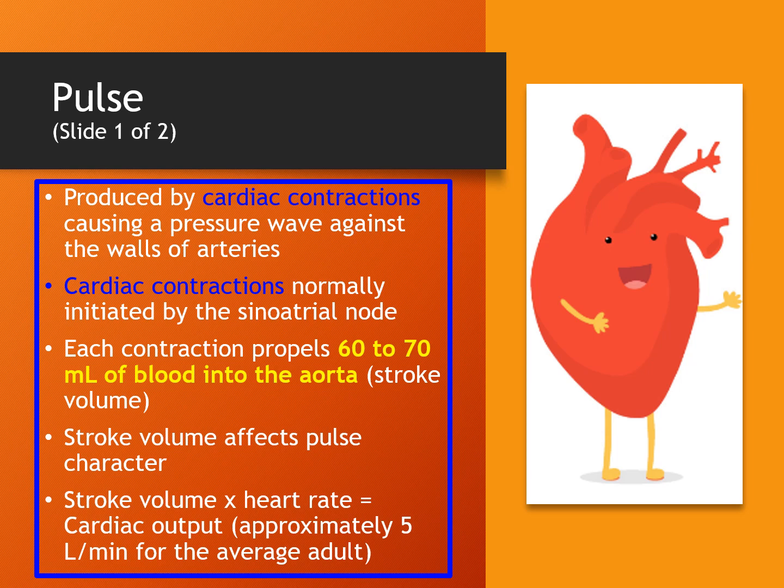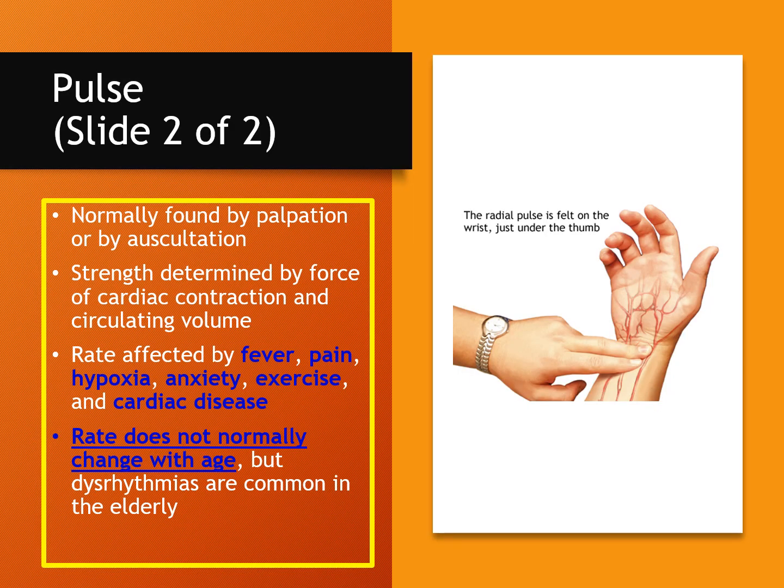And it's got a lot of stuff here that I don't know if you need to know. Stroke volume affects your pulse character. It's got stroke volume by heart rate as cardiac output. For this class, you do not need to know that. Pulse. We have a lot of different pulse points where we check your pulse.